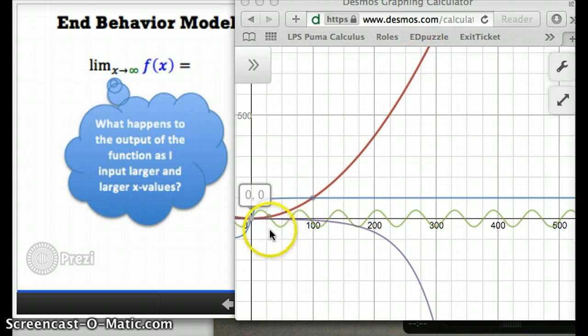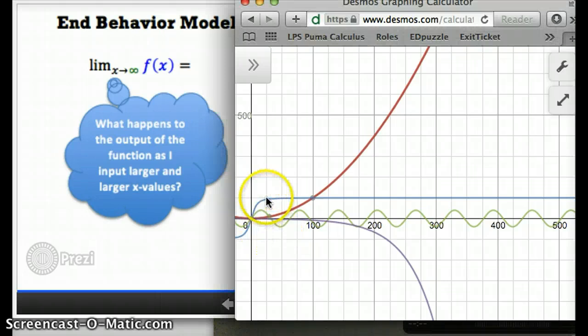The blue function has y values that at some point seem to stop changing. The right end of the function achieves this horizontal shape. It's a horizontal asymptote. And we would say the right end behavior is constant. The y value at some point stops changing. So the answer to the limit would be just some sort of number.